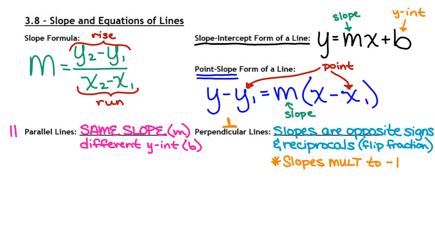That upside down capital T right here means perpendicular. That's the symbol for perpendicular.